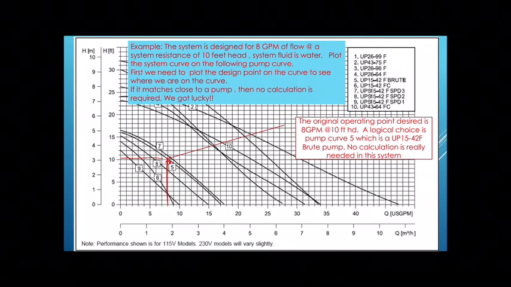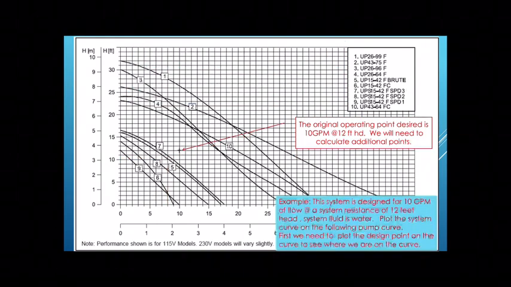Now in real life, you would say, well, that's totally good. I could choose pump 5 or pump 7. Either one of those would be perfect. So pump 5 is the 1542F Brute pump. And of course, pump 7 is the UPS, which is, anytime you see UPS on the Grundfos pump, that tells you it's a 3-speed or a multi-speed pump. So a 1542 speed 3 pump. Either one of those two would be really good, and no issues there. But that's an easy one.